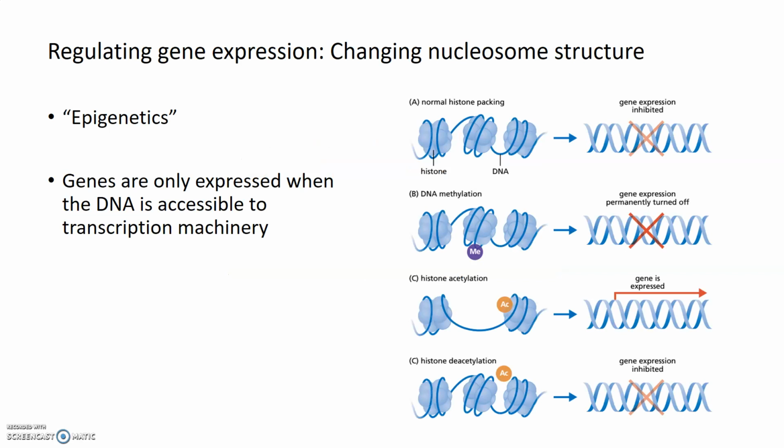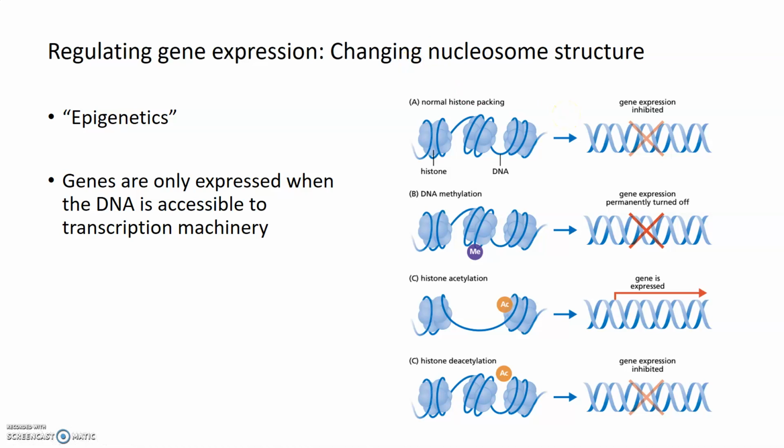The first way that gene expression can be regulated is by changing the nucleosome structure. Sometimes this is referred to as epigenetics, or the epigenome, which is the study of how changing nucleosome structure changes gene expression.